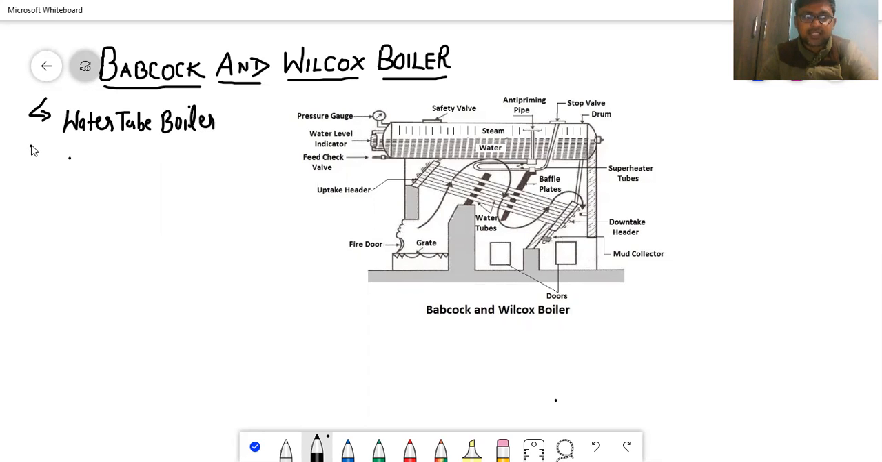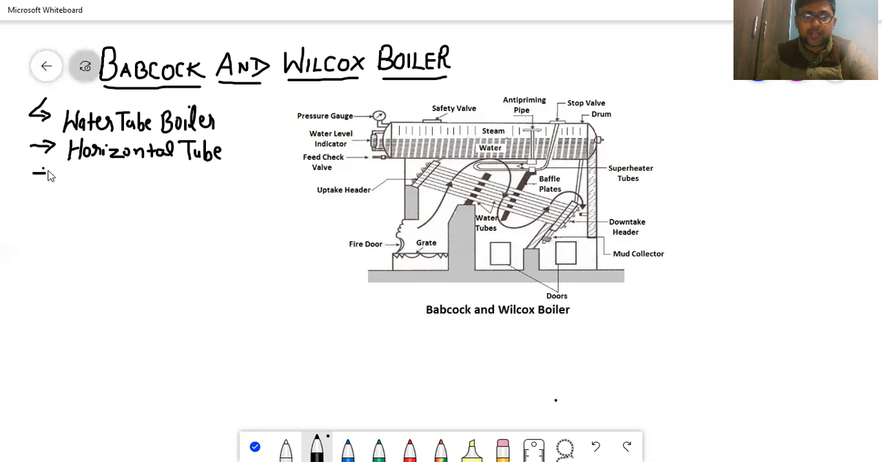Clear? Second is the classification depending upon its axis position, whether it is vertical or horizontal. So as you guys can see, this entire cylinder or the drum that we are having is placed horizontally. So it is a horizontal tube boiler.